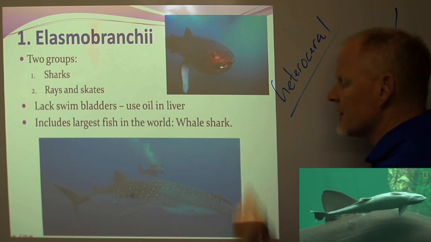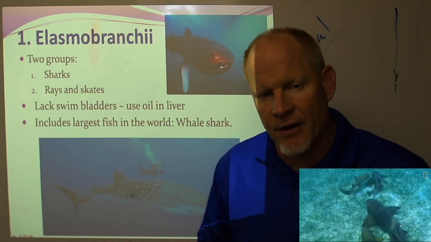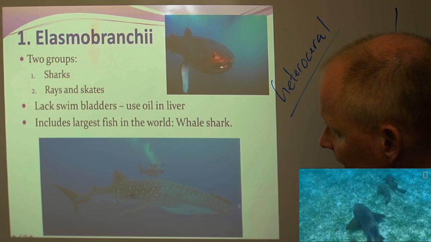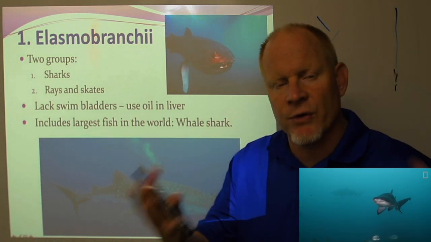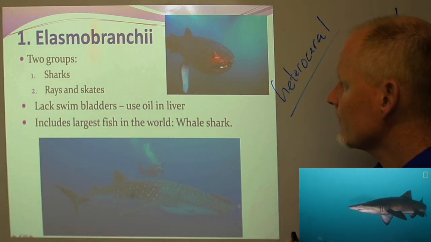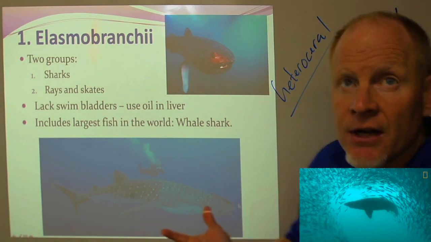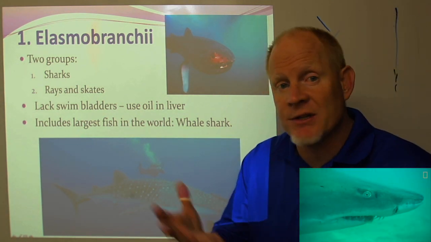Both of these sharks are filter feeders. They're benevolent. You can swim with them. You got a scuba diver here. They basically filter krill and small fish out of the water. The largest ocean-going organisms are always filter feeders.